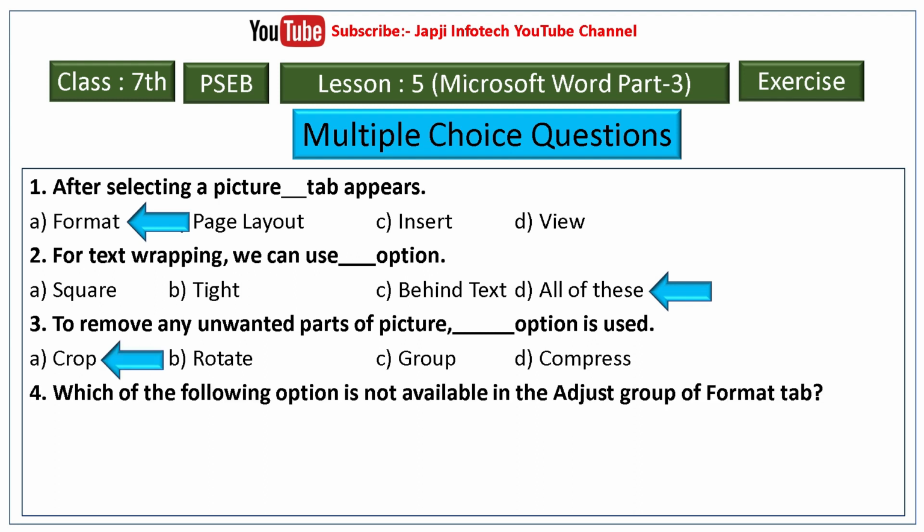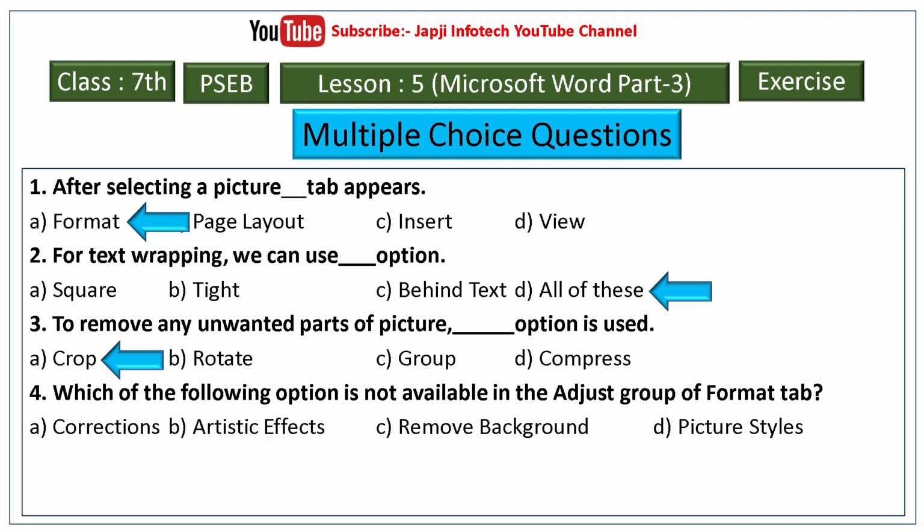And fourth one is, which of the following option is not available in the adjust group of format tab? And the options are correction, artistic effect, remove background, and the last one is picture styles. And the right answer is, picture style option is not available in the adjust group of format tab.